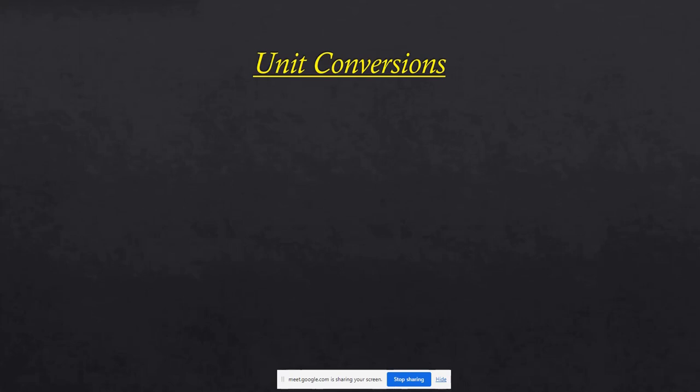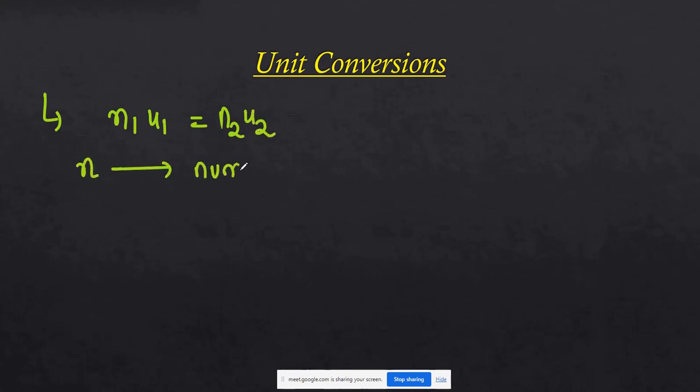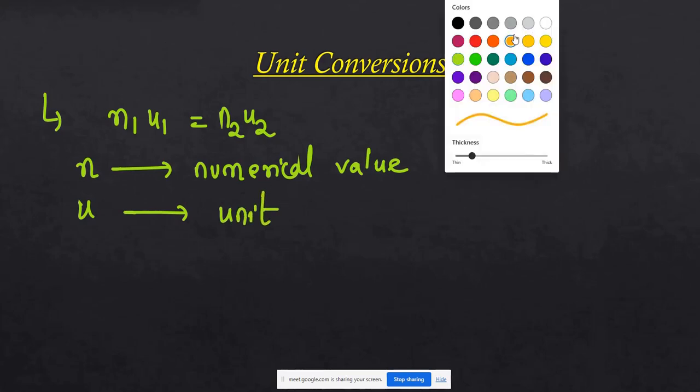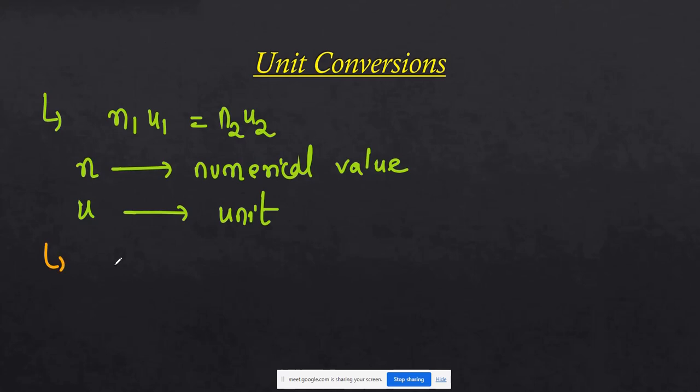Okay. Unit conversions. What is in unit conversions here? We'll just take the principle n1 u1 is equal to n2 u2. What is n here? N is nothing but the numerical value. And what is u here? U means unit. What you have to understand from this is numerical value will always be inversely proportional to unit value.